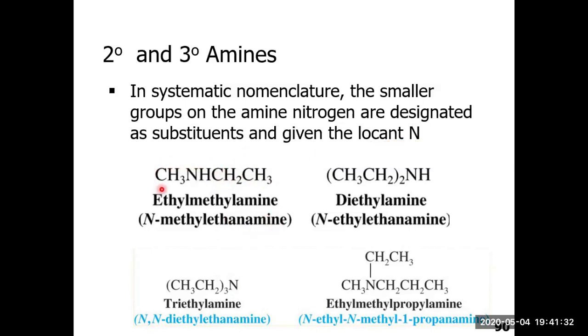So the parent becomes ethanamine. Now, the smaller substituent will be given by the locant N. So in the final name, this is written as N-methyl ethanamine.